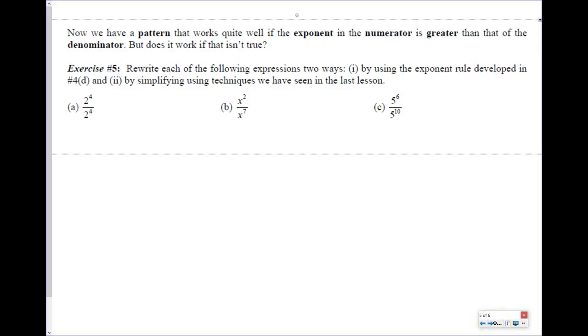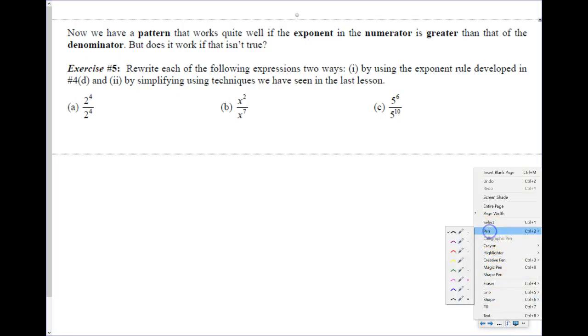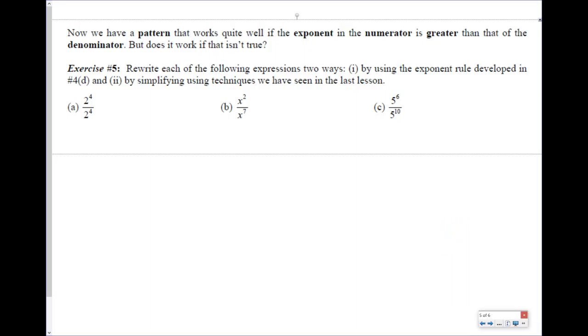So let's look at letter A here, where I have 2 to the 4th divided by 2 to the 4th. This problem wants me to do it both ways. The long way, by using the techniques we used in 9.1, and the shortcut way. Actually, I'm going to do the shortcut way first, and then I'll do the long way. So the shortcut way is saying, look, this is the same thing as 2 to the 4 minus 4. I'm subtracting because this is division, and I end up getting 2 to the 0, and I know anything raised to the 0 power is going to be 1. So 2 to the 4 divided by 2 to the 4 is 1.